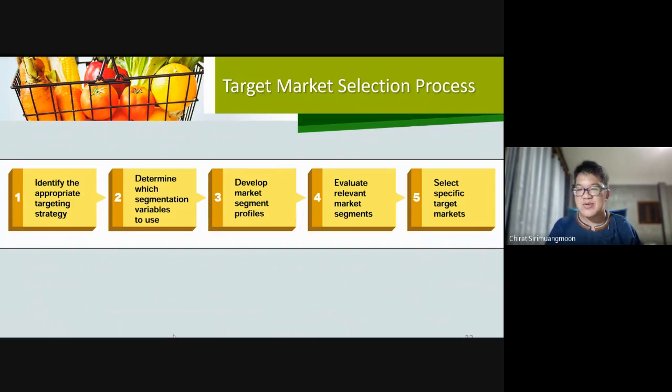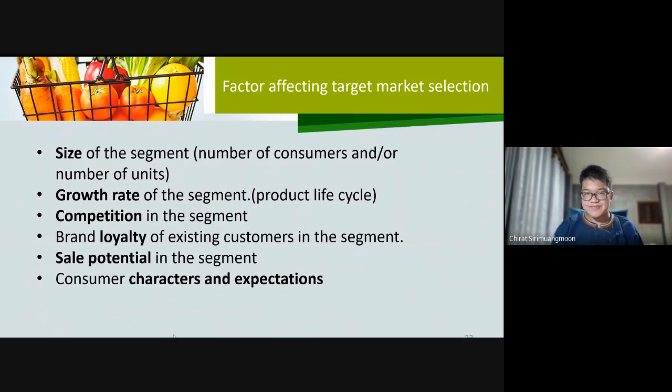Then evaluate the relevance of the market segment. After you use it, please make sure that you analyze the results again. If it's not good, you need to redo the whole process. But if it's good, you can set this as a very specific group that you already proved. So this is the target market selection process.